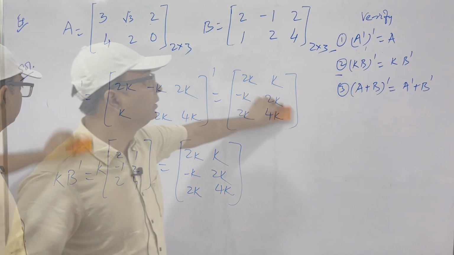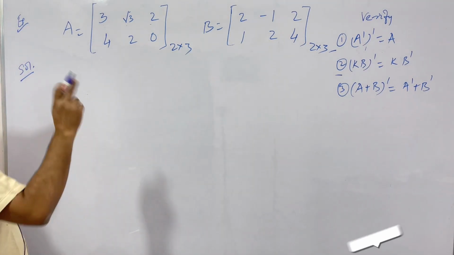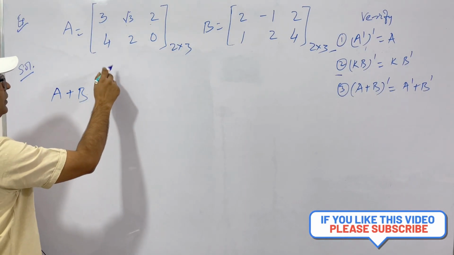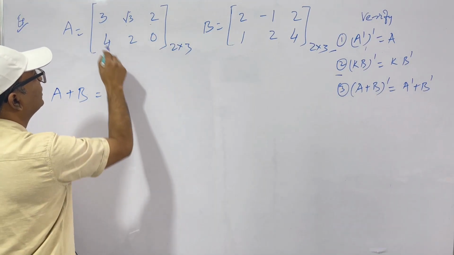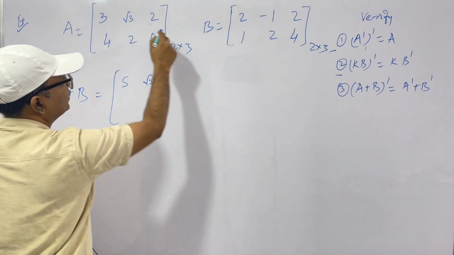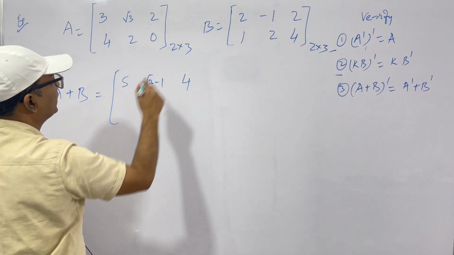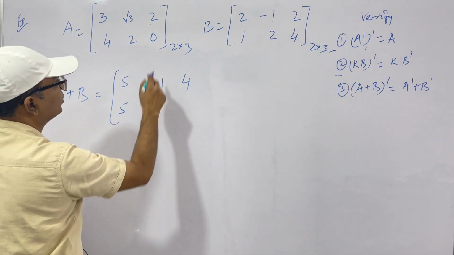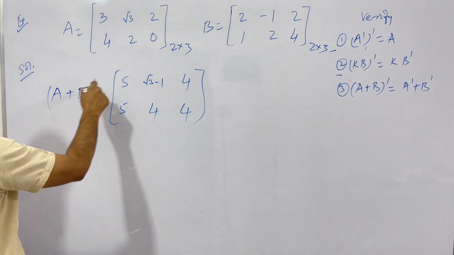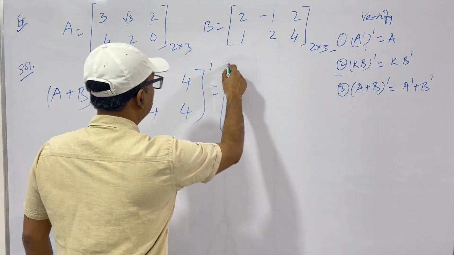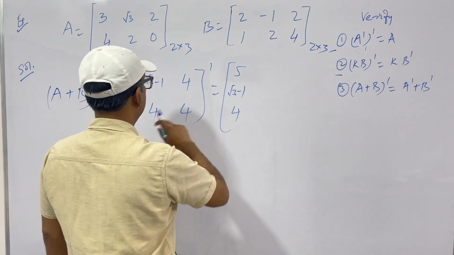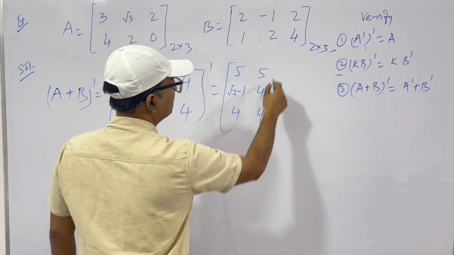Clear? The fourth one, (A+B)'. First of all, let's see what is A+B. A+B will be this plus this. So this will become 3+2 = 5, root 3 - 1, root 3 - 1, 2+2 = 4, 4+1 = 5, 2+2 = 4, 0+4 = 4. Then take the transpose of this. This will become 5, root 3 - 1, 4; 5, 4, 4. So this is the left hand side.